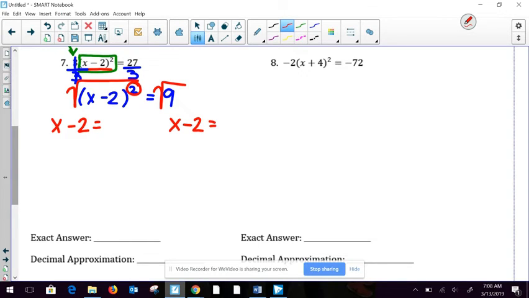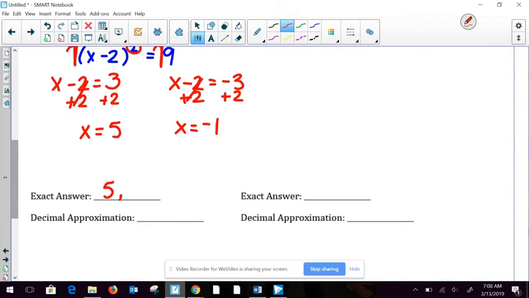So what is the square root of 9? Great job, 3 and negative 3. You are doing amazing. So to solve these little equations, I'm going to add 2 to both sides. So I get x is equal to 5. Great. Over here, I'm going to add 2 to both sides, and I get x is equal to, awesome, negative 1. So my two answers are 5 and negative 1. There is no decimal approximation.